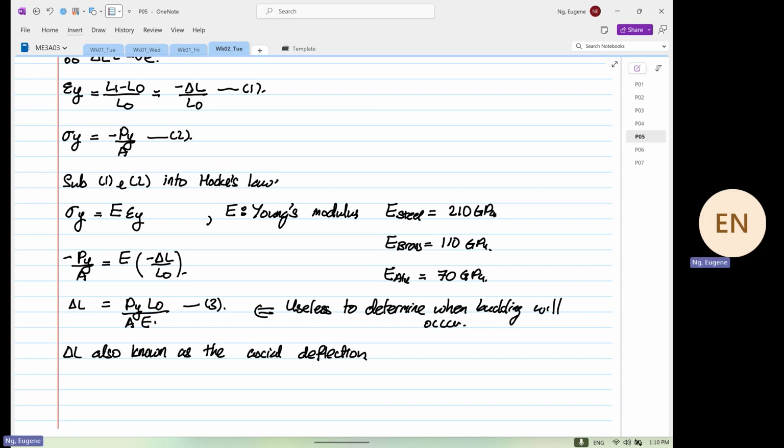Okay, now another question. What sort of loading condition will give you a deflection looking like this? Yes. Okay. Eccentric loading. What sort of eccentric loading?